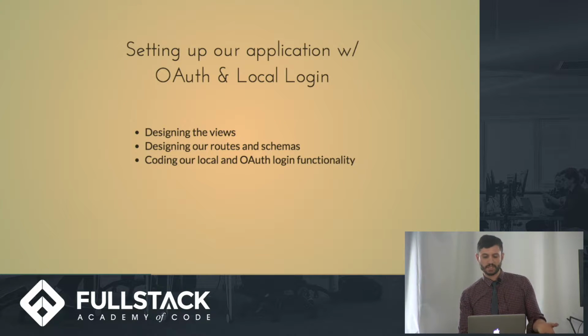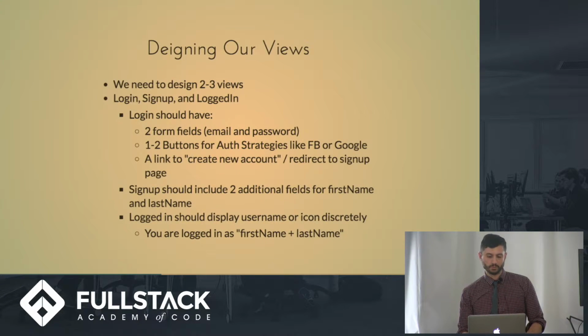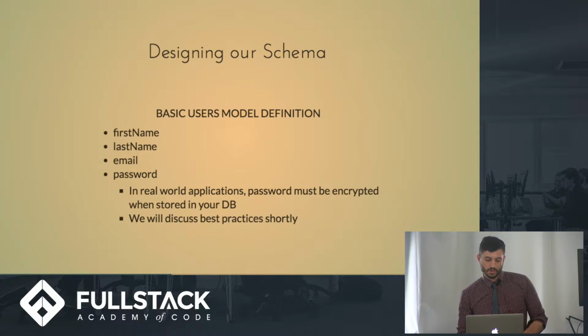And how do we set up our application with OAuth? We're going to want to do two tiers, OAuth and local login. And we want to design clean views, design our routes and schemas, and code our OAuth login functionality. So I would say that we need two to three views: login, sign up, and logged in. Login should have several form fields: two form fields for email and password, one to two buttons for Facebook or Google authorization, and a link to create a new account. And then sign up should also have two additional fields for first name and last name. So basic schema definition, I think that this is pretty self-explanatory.